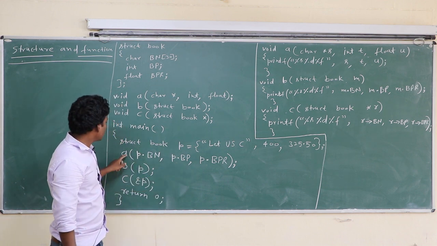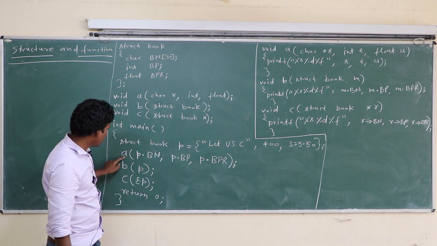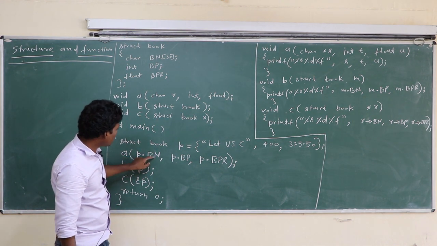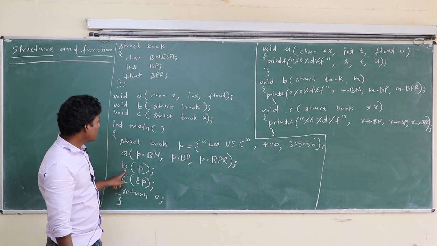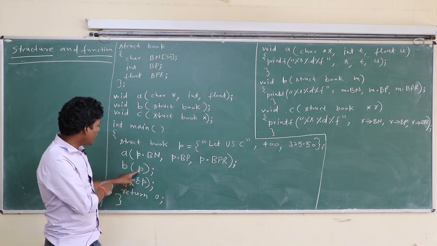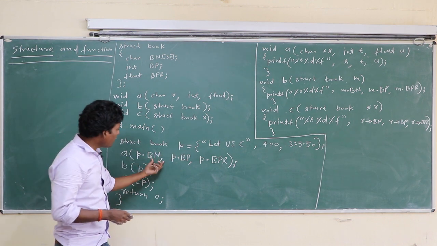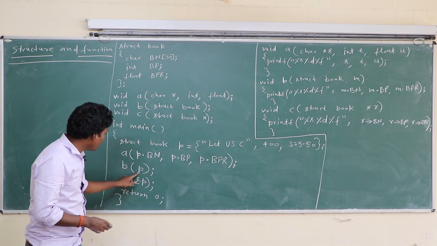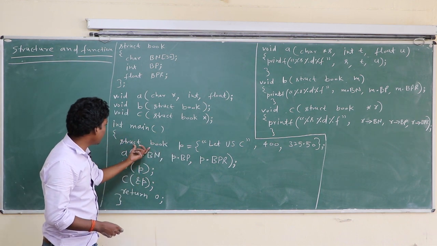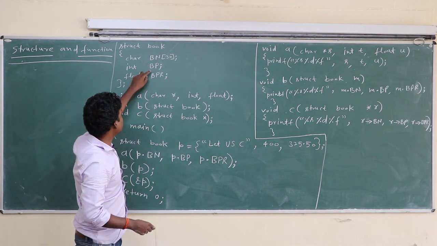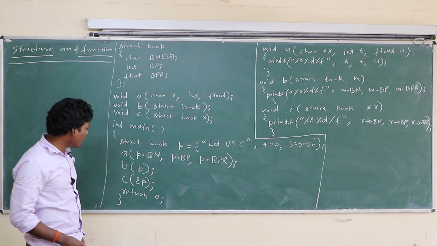Okay class? So here we call the function A with structure elements, not by variable. Here function B is called by passing the structure variable, not the structure elements. Here we pass the structure elements. Here we pass the structure variable. This is the structure variable. This is the structure data type. This is the structure elements, or you can say this is the structure members. Okay class?